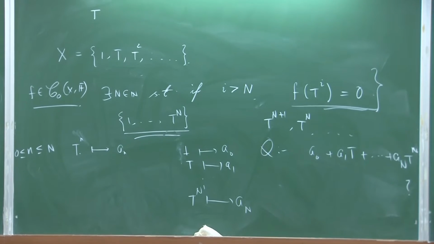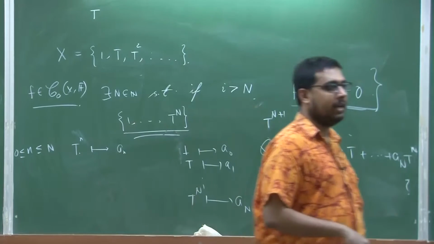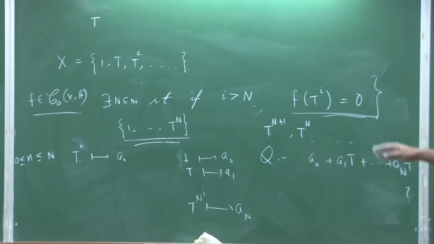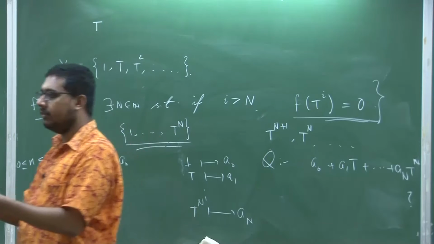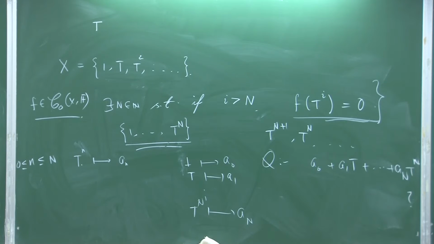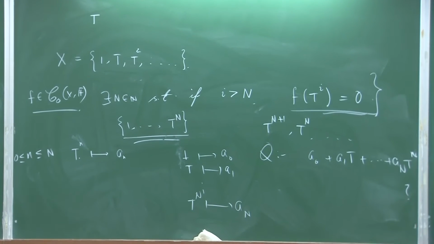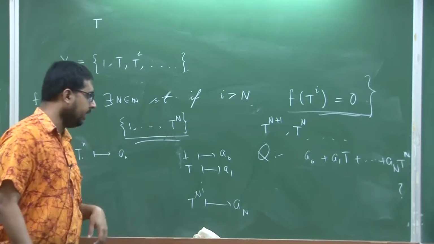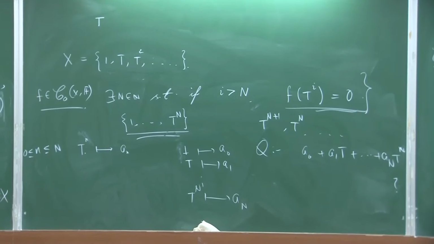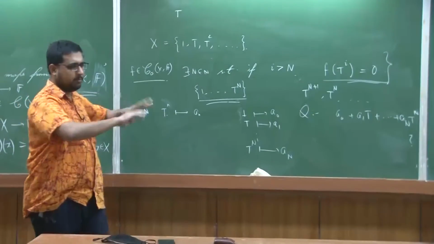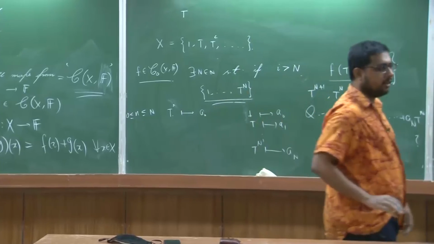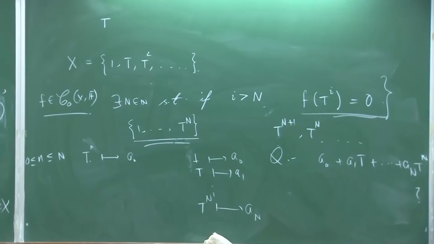Let me just tell you, the aim is to show you that for this particular X, C0(X, F) is the same as the space of all polynomials in the single variable t. I will discuss that in more detail in the next class. Before that, I have just given you a very brief sketch and left the rest for you to think more.